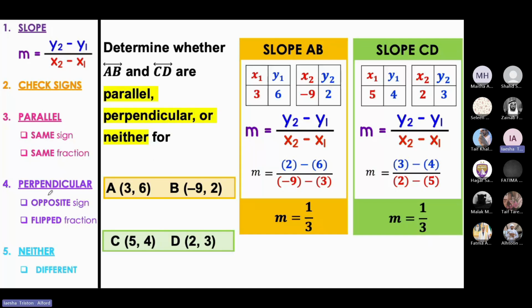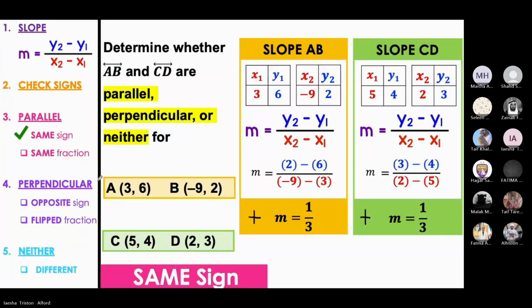Here on the side, I have the steps. So step 1 is to do the slope. Step 2, check the signs. Are they positive or negative? This slope is positive or negative? Positive. And the green slope, positive or negative? Positive. So same sign or opposite sign? Same sign.